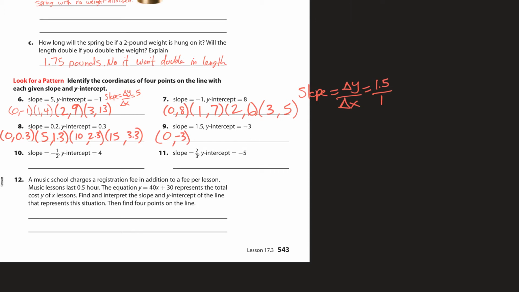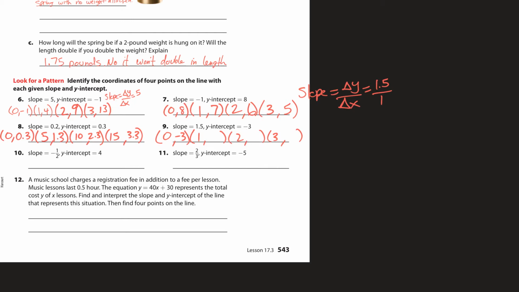Okay, now the x values change by 1. I noticed this here. That's going to be super easy. Since the x value is changed by 1, I'm just going to say that's 1, that's 2, and that's 3. The y values are going to increase by 1.5, and I'm starting at negative 3.